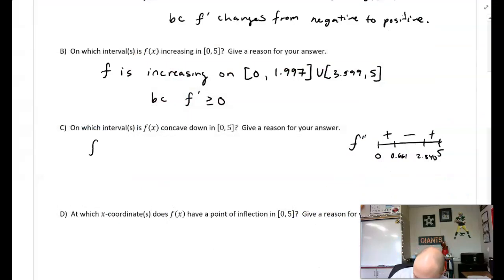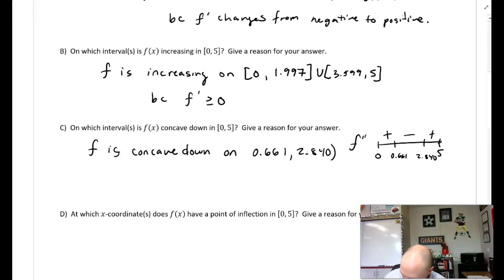Okay, so we'll go ahead and say f is concave down on 0.661 to 2.840 because f double prime is less than 0. And there you have it.